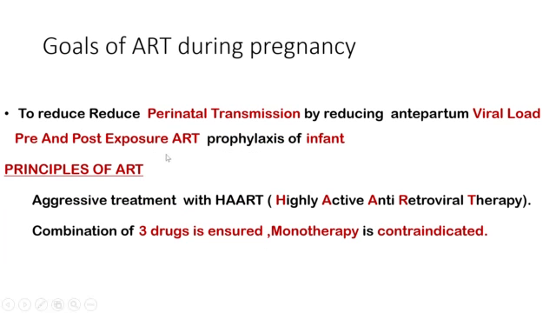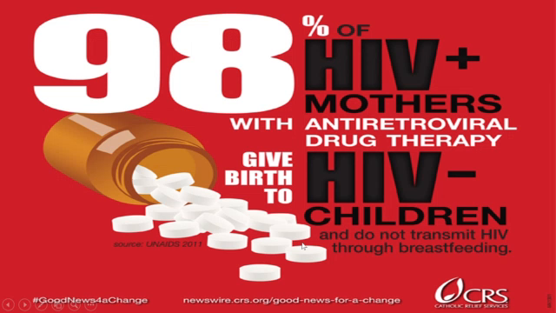The goal of ART is to reduce perinatal transmission by reducing the viral load with ART treatment. Pre and post exposure ART prophylaxis is also important for the infant. What are the principles of ART? Highly active antiretroviral therapy must be started, and a combination of 3 drugs is always ensured. Monotherapy is contraindicated in HIV positive women. 98% of HIV positive mothers with ART treatment give birth to HIV negative children, and they do not transmit HIV infection through breastfeeding.